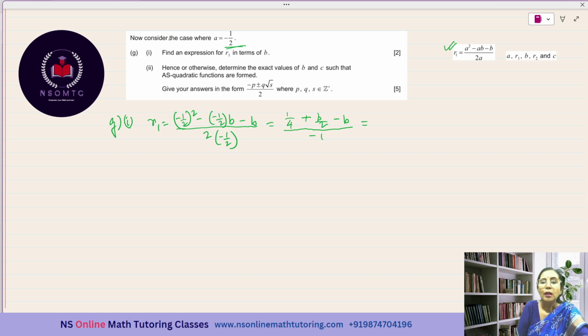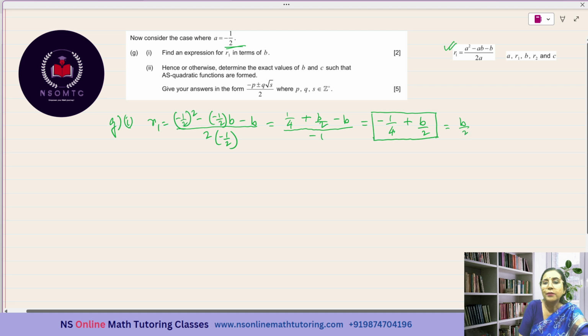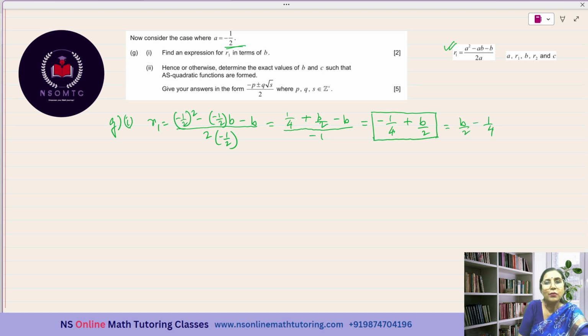So there's the minus sign, minus 1 in the denominator. So I can just write negative 1 over 4, and this is negative b over 2 divided by negative 1, so it is plus b over 2. Okay, so this is the expression for R1 in terms of b. You can of course write the b over 2 as the first term, or you can make the common denominator 4. You can do all sorts of modification, but even if you keep it this way, you are absolutely correct and you get marks.